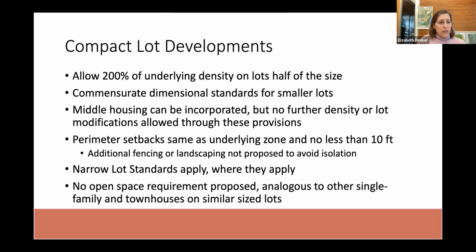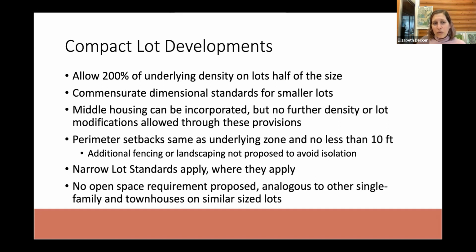And speaking of townhouses, the additional density and those smaller lot standards are specific to single family detached. That's not to say that compact lot has to be single family detached. Any of the middle housing types permitted outright in the base zone can also be incorporated into these developments. It's just that there are no further density modifications or bonuses proposed through the compact lot development standards. So you don't get 20 units per acre for townhouses times 2 through this, but you can for sure have a development with townhouses mixed in with these smaller single family homes, if that was the desire.